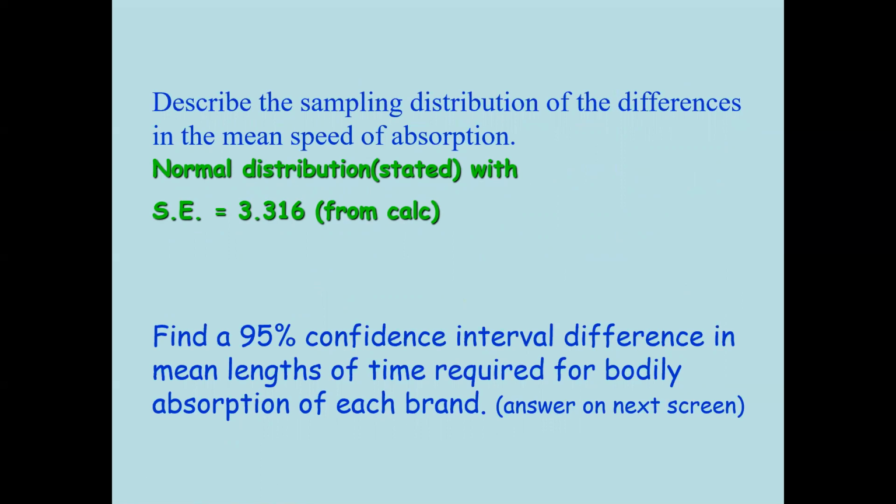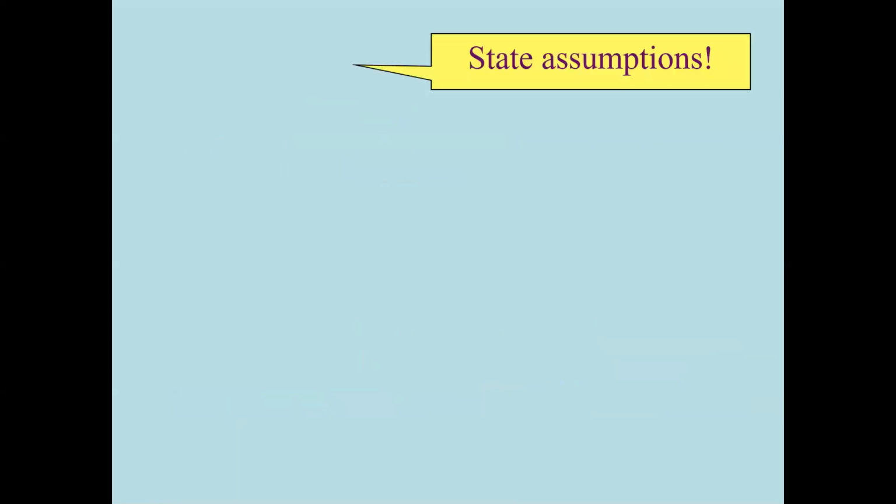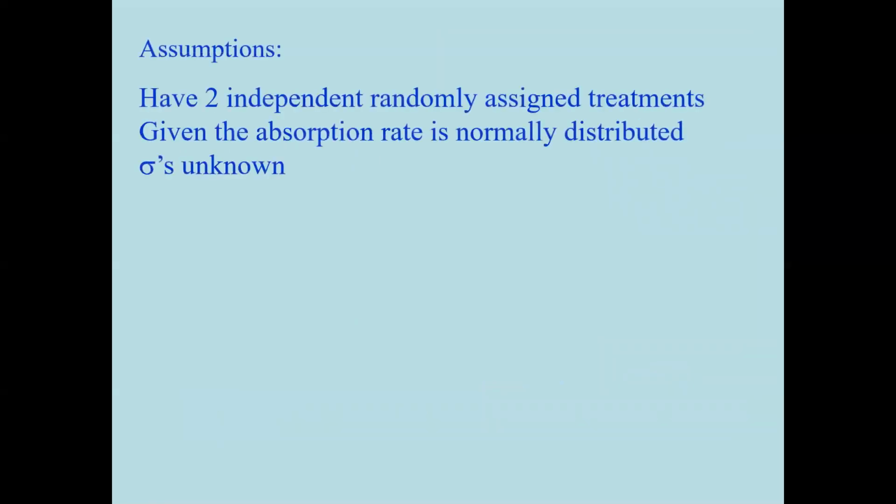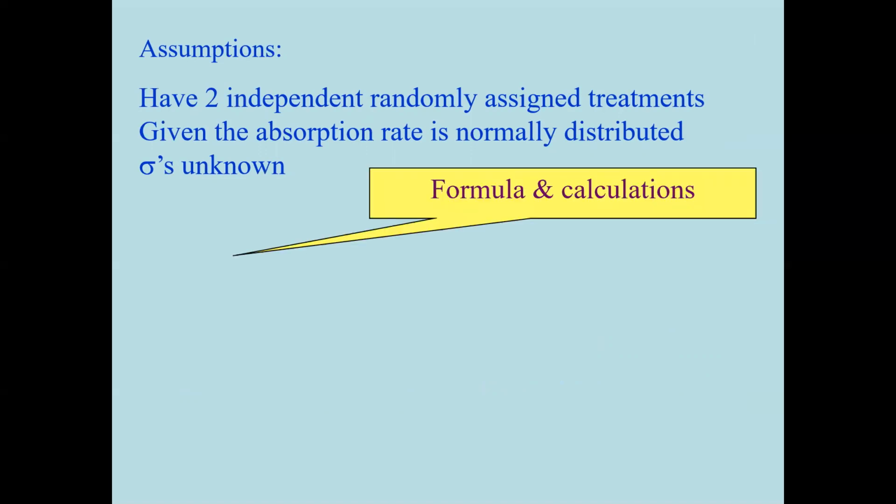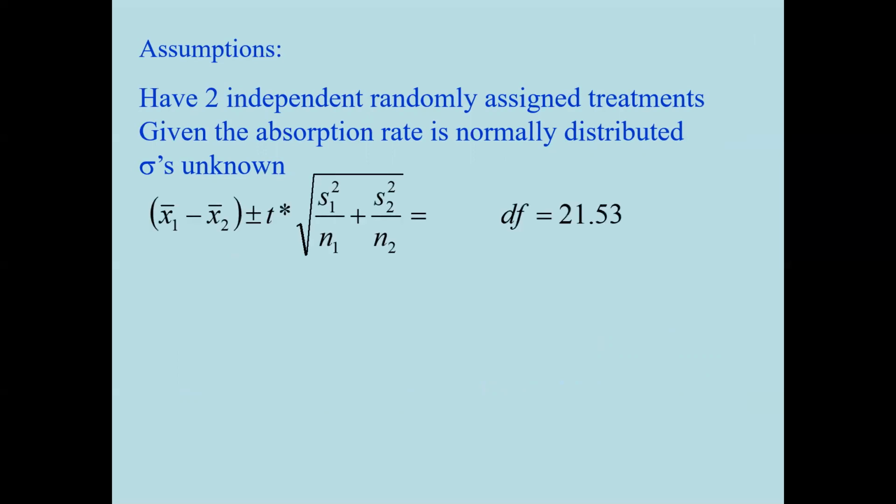So find a 95% confidence interval for the difference in mean lengths of time required for bodily absorption of each brand. So we need to start with assumptions. Do we have two independently randomly assigned treatment groups? Given the absorption rate, it is stated normally distributed already, and our sigma is unknown. We only have a sample standard deviation, which typically is the case. So it is a t-test, or t-interval.